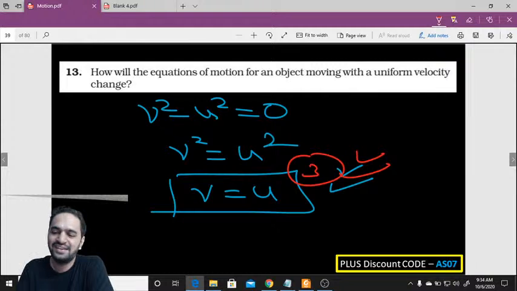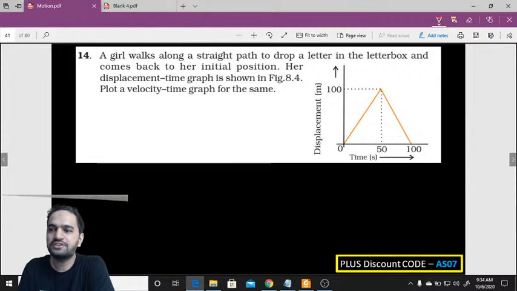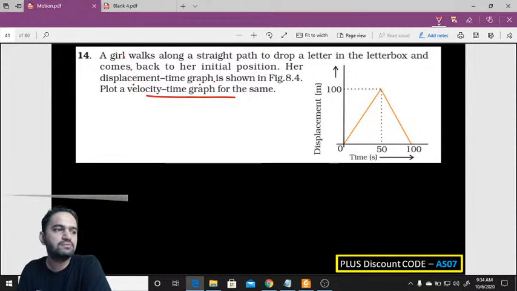Okay, now can we move to the next one? Question number 14. In question number 14, they have said a girl walks along a straight path to drop a letter in the letter box and comes back to her initial position. The girl is walking towards a letter box, putting a letter in, and again coming back to the initial position. Her displacement time graph is shown in the graph. They are asking you to plot a velocity time graph for the same.